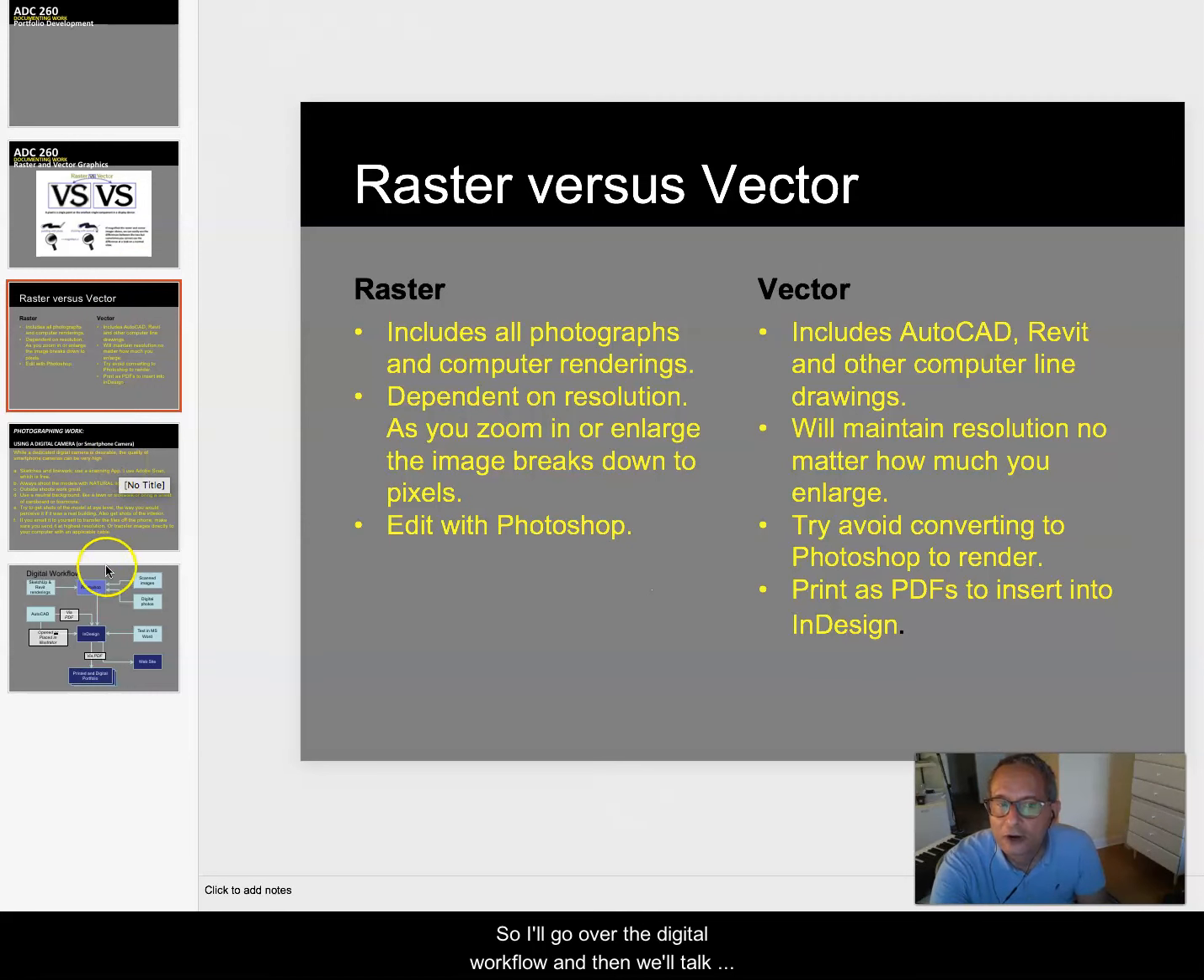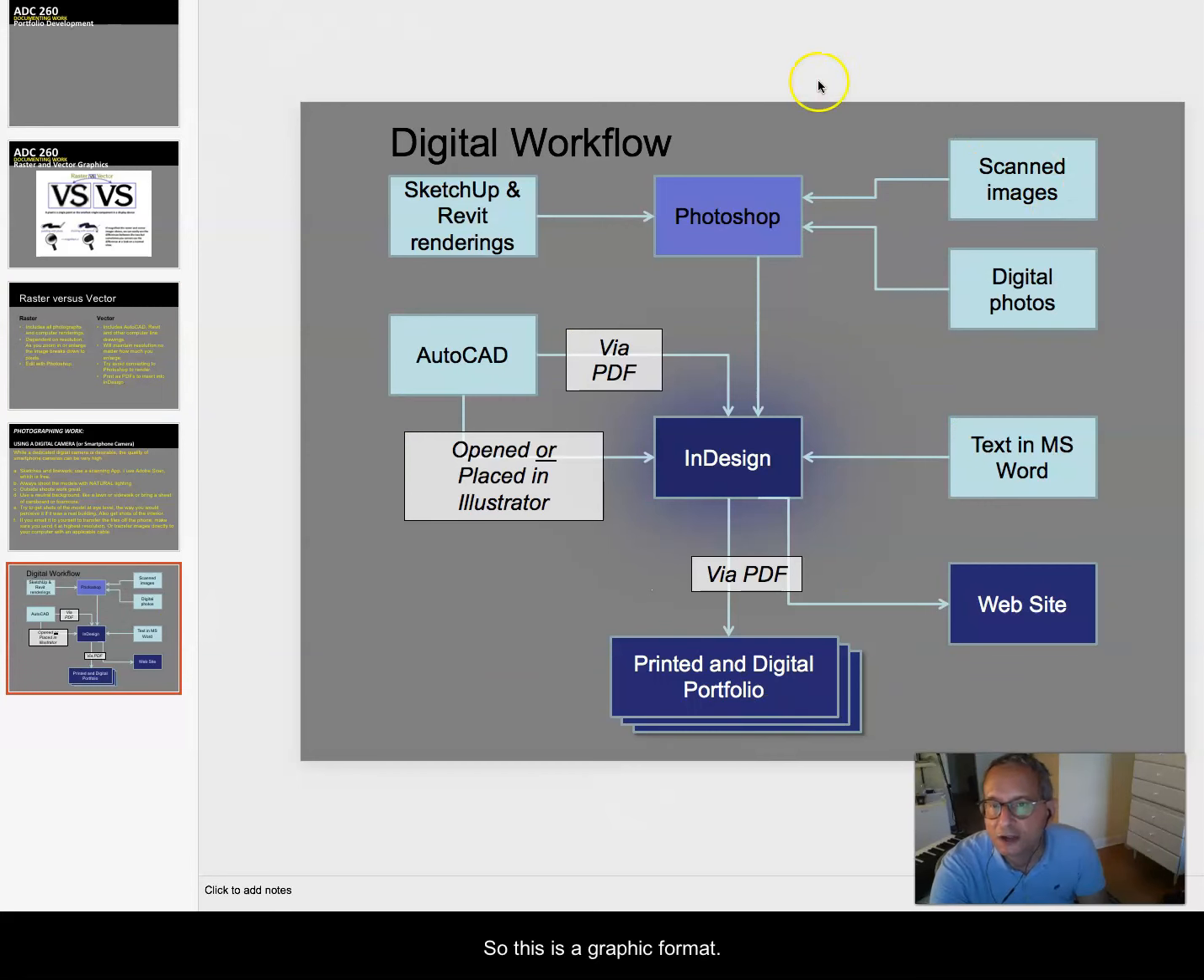So I'll go over the digital workflow, and then we'll talk about individual pieces for your portfolio. So this is just a graphic format of all these different kinds of graphic files that you'll have. So SketchUp and Revit images and renderings, you're going to bring those into Photoshop. Any scanned images, photographs of models, photographs of drawings, all of your digital photos, these are all going to be raster images, and you're going to want to edit them in Photoshop.